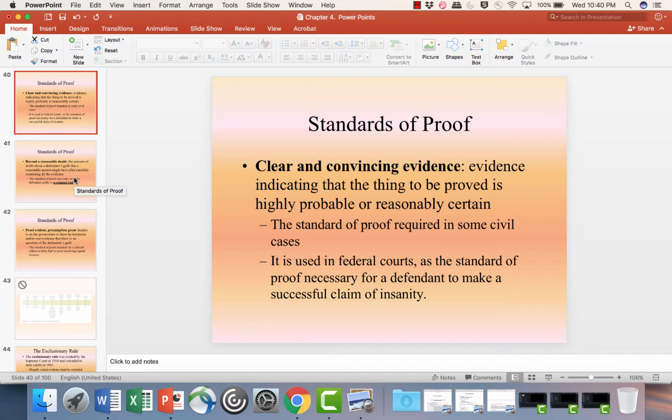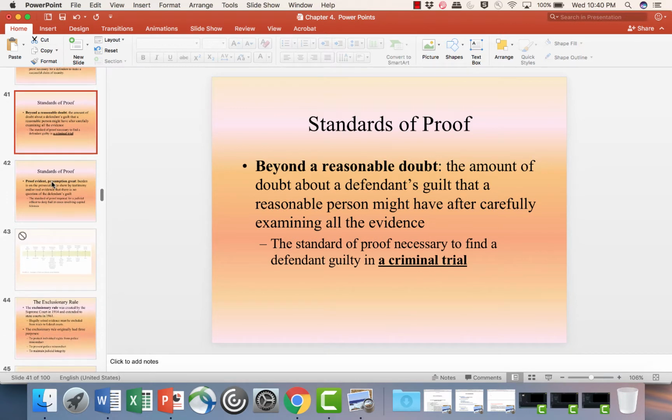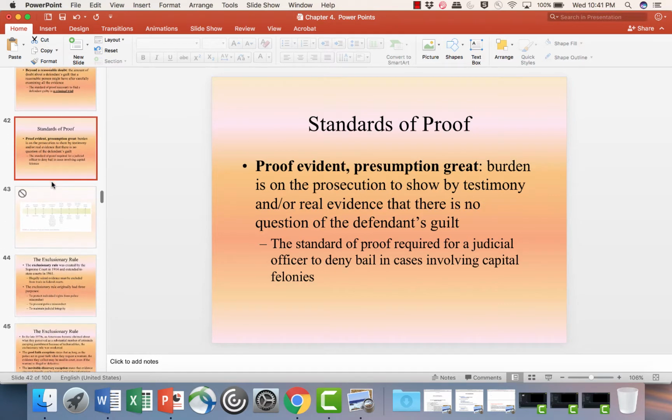So clear and convincing evidence indicates that whatever is to be proved is highly probable or reasonably certain. This is also in a civil case. And then, like I just said, beyond a reasonable doubt is in a criminal trial. So we're looking at different standards of proof.